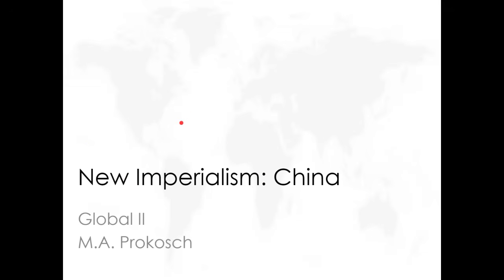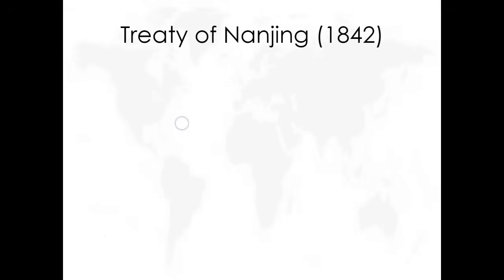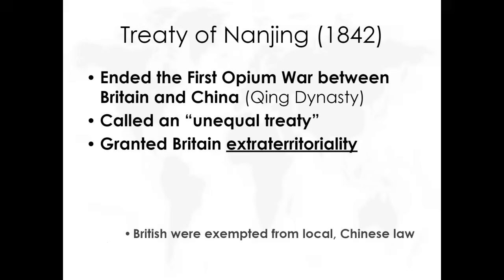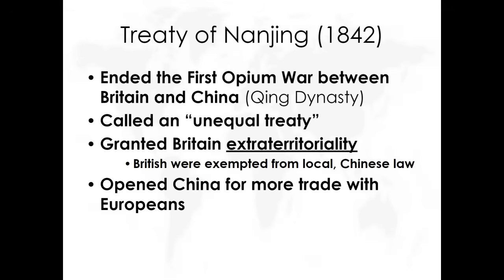All right. The last section for new imperialism is going to be China and later Japan. China. So, you got to know the Opium Wars. In the Opium Wars between Britain and China, Britain wins because Britain has the best military in the world and China doesn't, unfortunately. And so Britain forces China to sign the Treaty of Nanjing. The Treaty of Nanjing basically gives the British a ton of power. And this is called an unequal treaty.